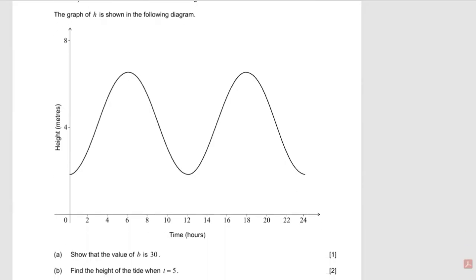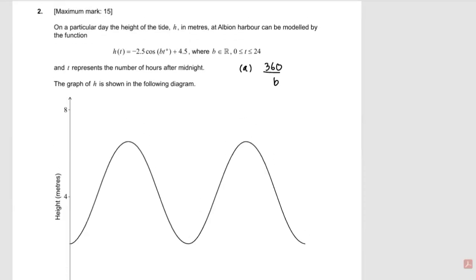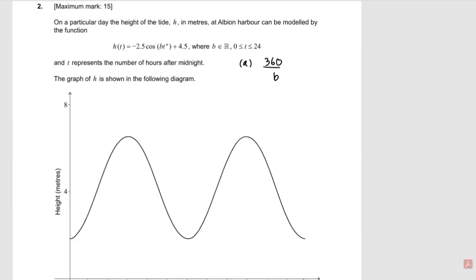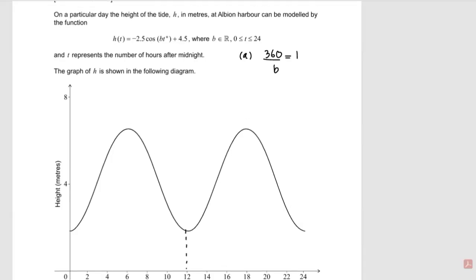Show that the value of B is 30. Okay, so we know the period formula is 360 divide B. And I could have done 2 pi divide b, but the question doesn't specifically say to use radians, so maybe I can use degrees, right? Now look at your x-axis. It seems like it's completing one oscillation in 12 hours, so 12 hours is its period. So 360 divide 12 is going to be b, and this implies that b is 30, shown.